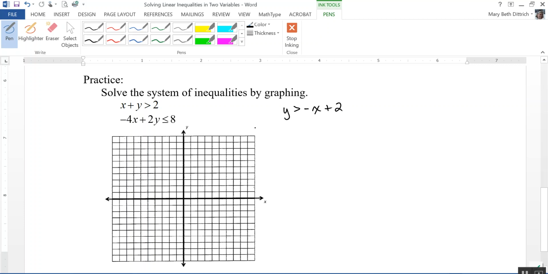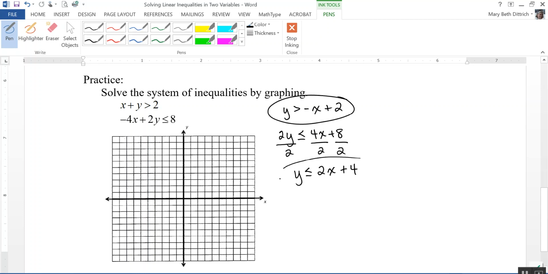And for my second one, I will add 4x on both sides and divide everything by 2. And that's going to give me y is less than or equal to 2x plus 4. So I have this one here and this one here. So let's go ahead and graph those. My first one is going to be a dashed line starting at +2 and having a slope of -1. So I'll go ahead and fill that in. And this is dashed, so I'll add a few dashes between my dots.